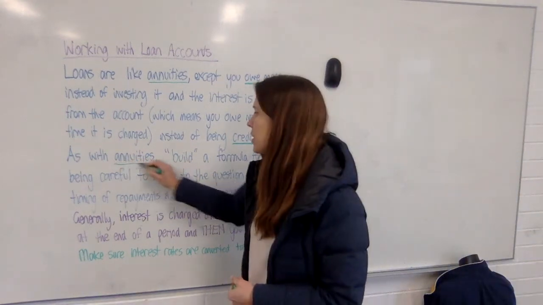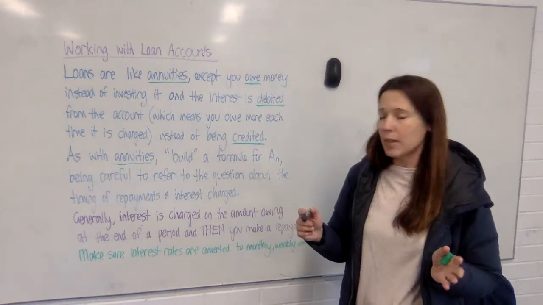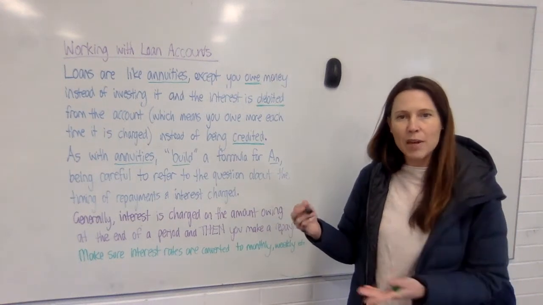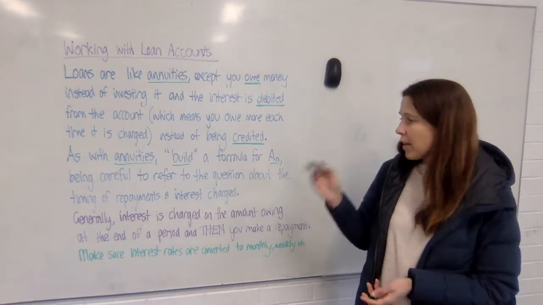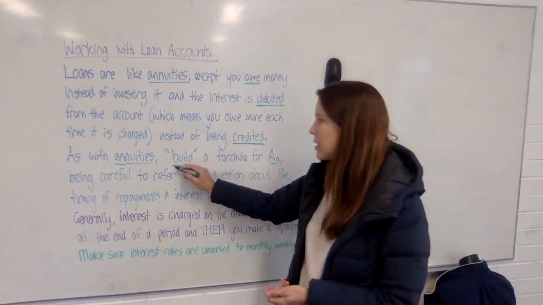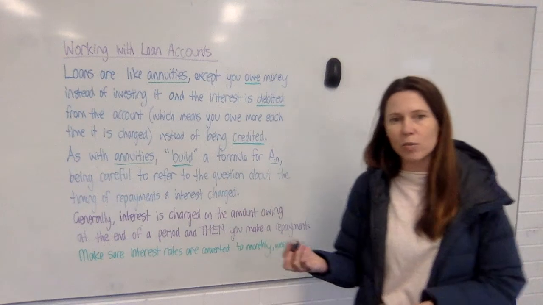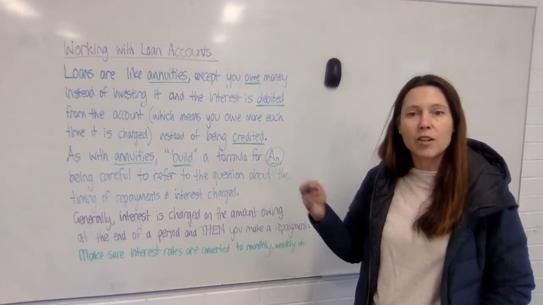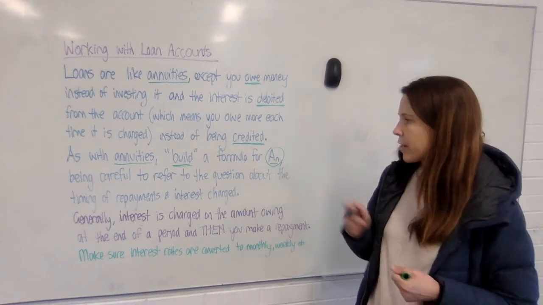Now, as with annuities, in this course, what you need to do is actually build your formula for A_N, or the amount that's owing at any one time. And that's the skill that we're testing. The syllabus is looking for your ability to build this. And so most of the questions will say, show that, and then come up with a formula for A_N. And you need to be able to use it, sure, but you need to be able to create it yourself.